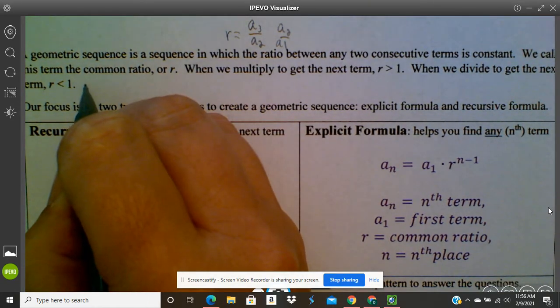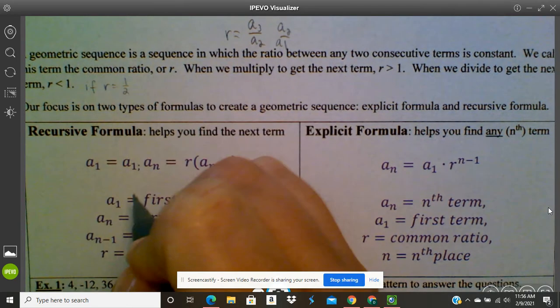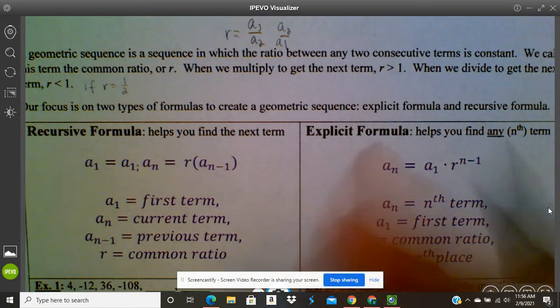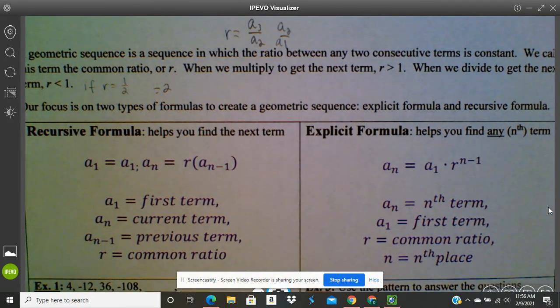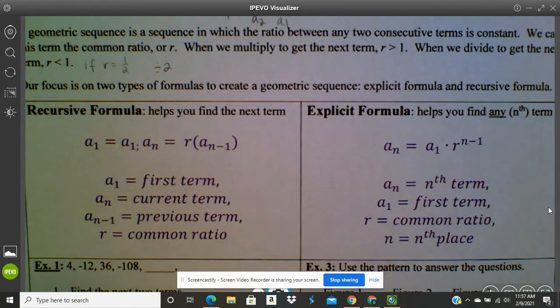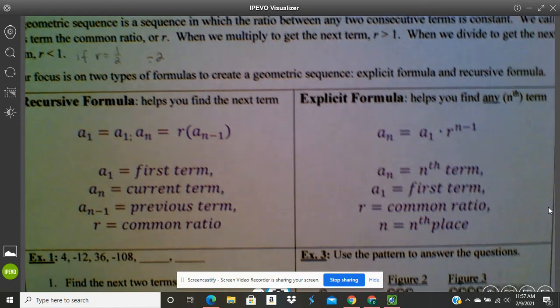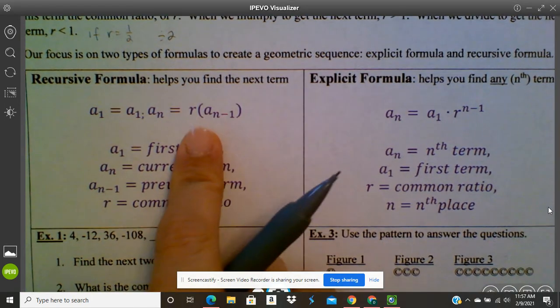What I mean by that is, for example, if r equals 1/2, you're taking half of the number. You're basically dividing by 2 as you go. So keep that in mind, okay? So the two formulas we're going to use, again, as we did with arithmetic, are the explicit formula and the recursive formula. The recursive formula helps you find the next term.